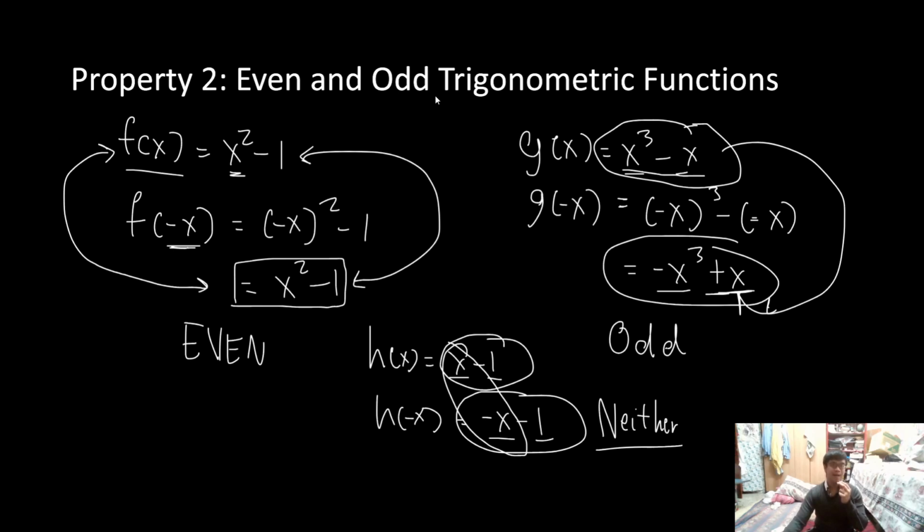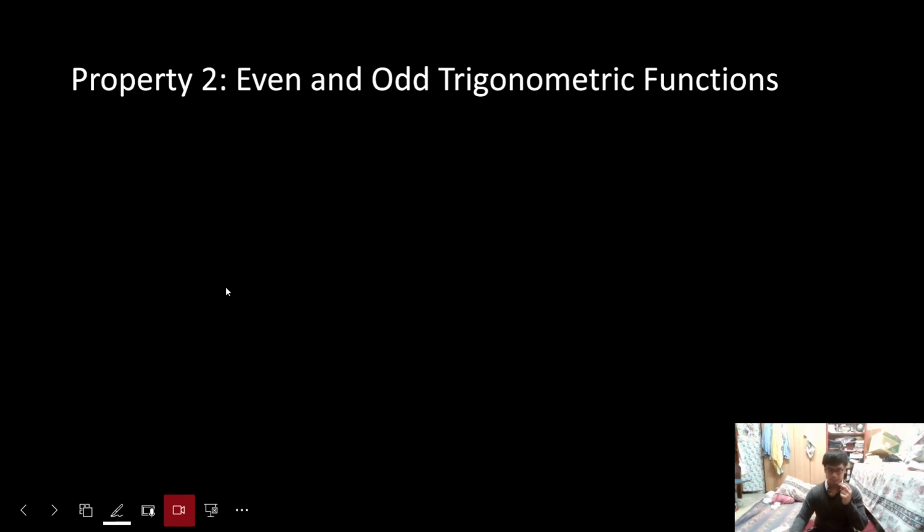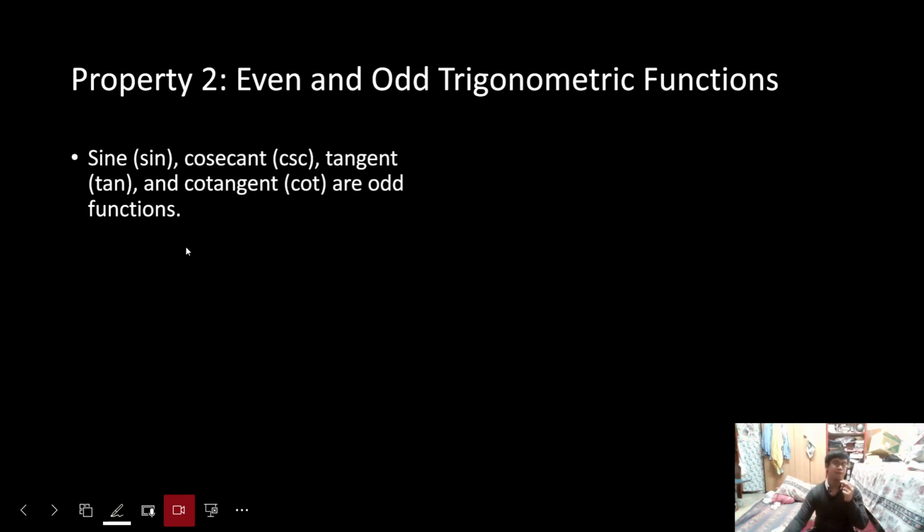And we can apply it to trigonometric functions. Okay? So here, first, we have sine, cosecant, tangent, and cotangent. Sine, cosecant, tangent, and cotangent are odd functions. Cosine and secant are even functions.